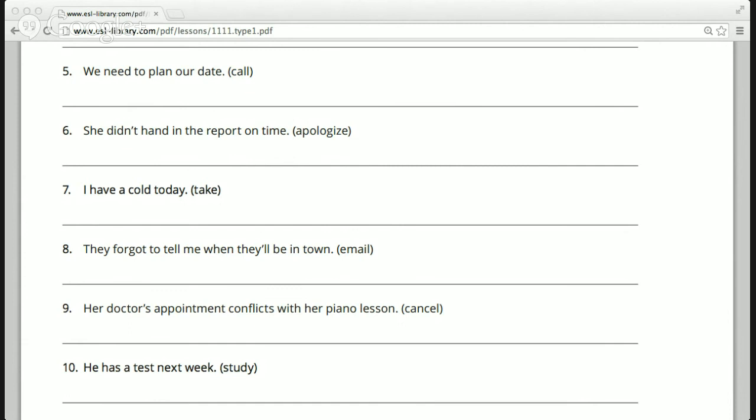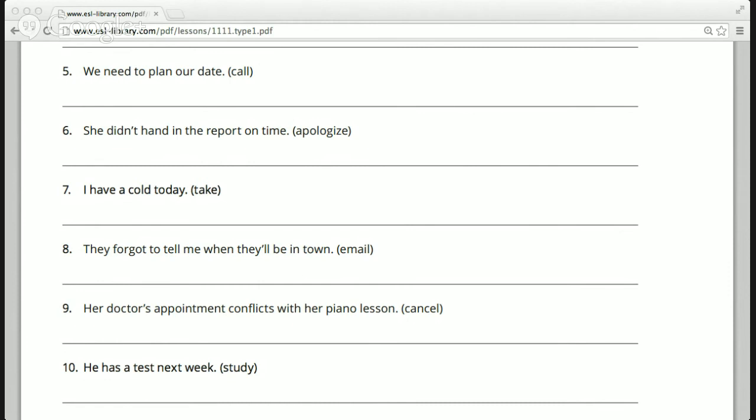All right. So we want to use the modal should there. Instead of I think yes, it would be I think she should, or I think she should cancel her piano lesson because. So we can't say I think yes. We need to use that modal of advice. So try your answer one more time. I think she should cancel her piano lesson because it conflicts with her doctor's appointment. Good. Nice job. Okay, excellent.